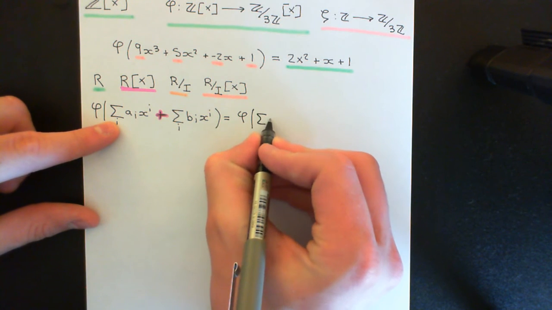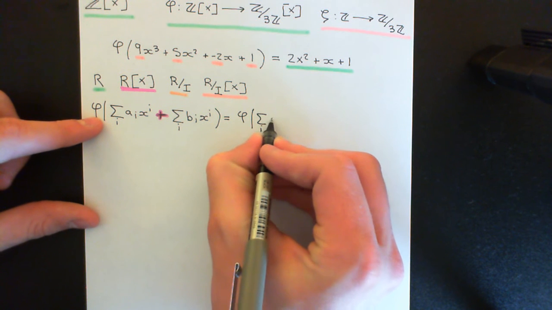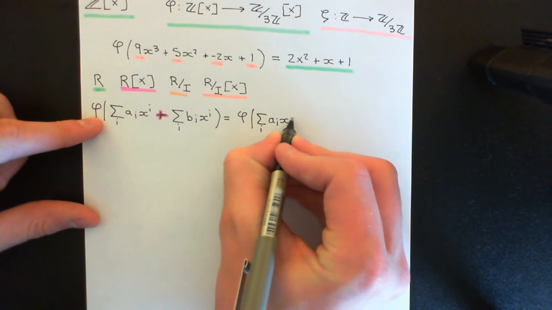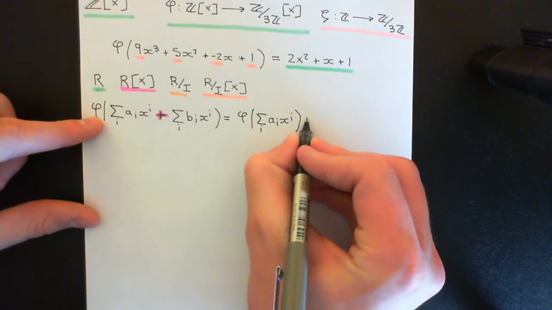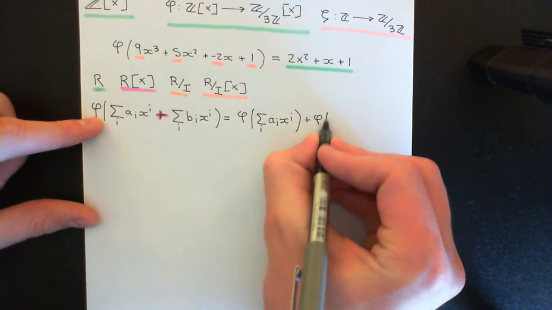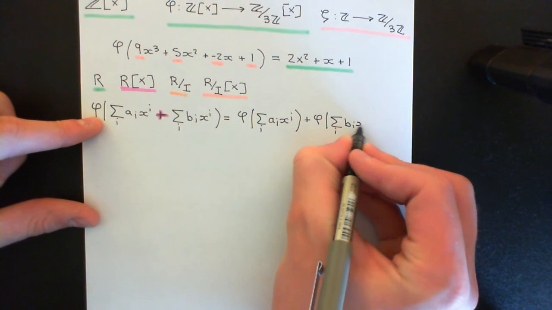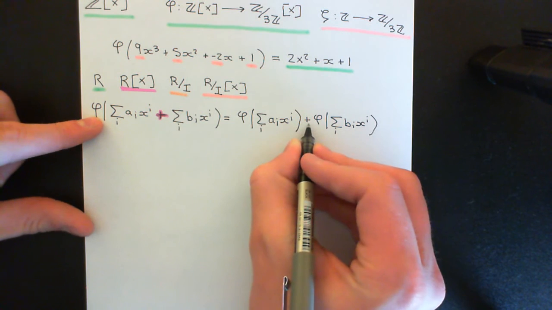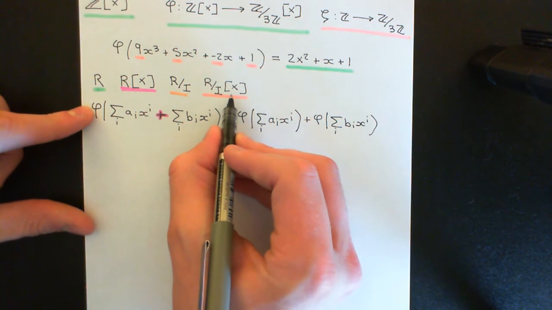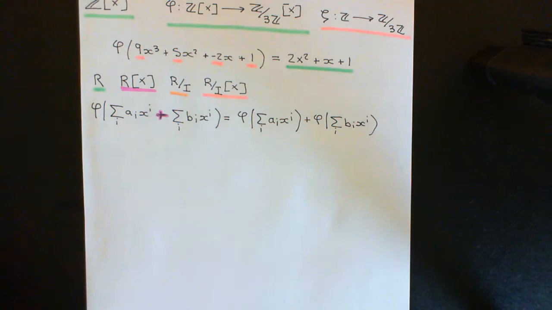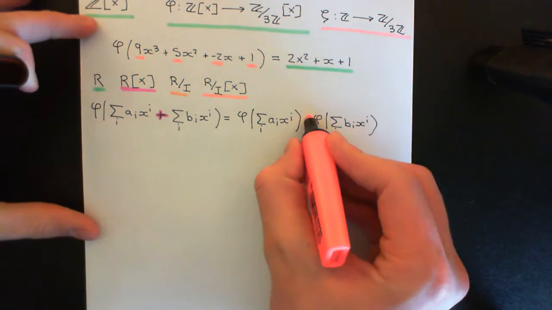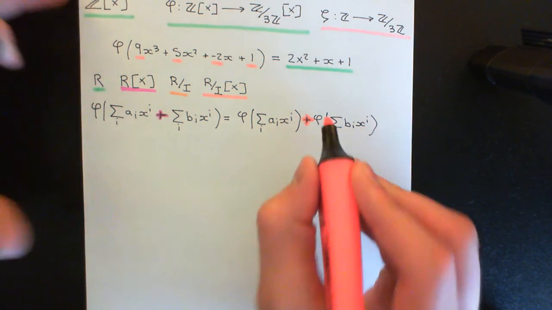So I take phi of the sum over i, a_i x^i, and then add it to phi of the sum over i, b_i x^i. Now where is this addition? This addition is now in the quotient ring's polynomial ring here. So this needs colouring in red here, like so.